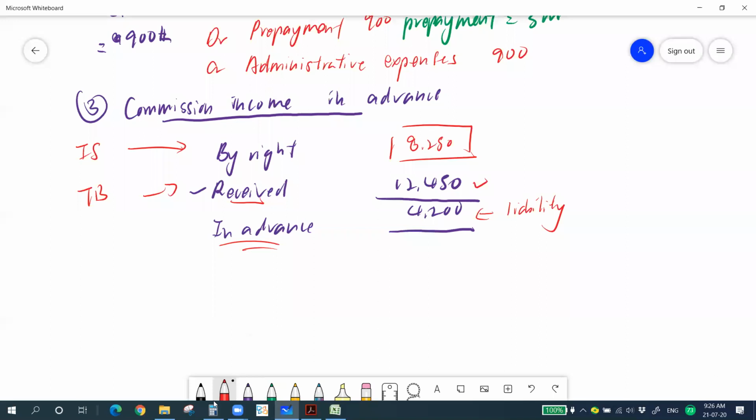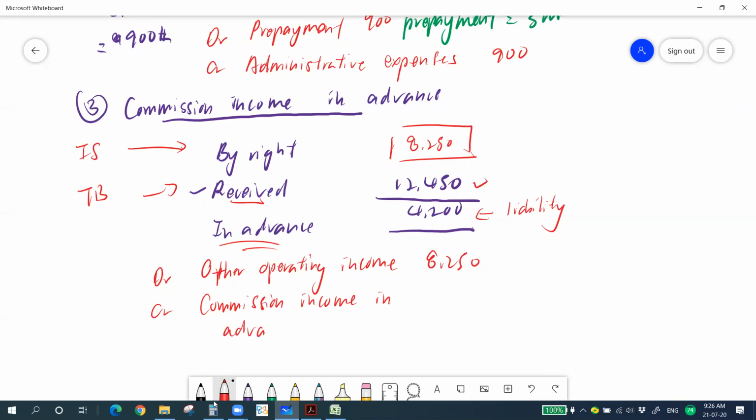8250. So for this double entry, we debit other operating income and we credit commission income in advance. Sorry, wrong amount. 4,200. Right, this is the adjustment for number 3.